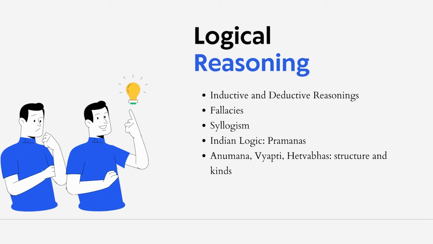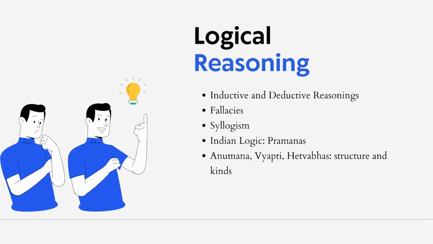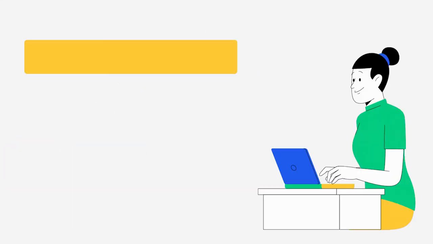The fourth one is Indian logic, or we may call it pramans. So just try to remember how many types of pramans are there, and also try to remember them with examples, because this is the most important subhead under logical reasoning. Last one is Anuman, Vyapti and Hetvabhas. For them, just know their structure and their types.